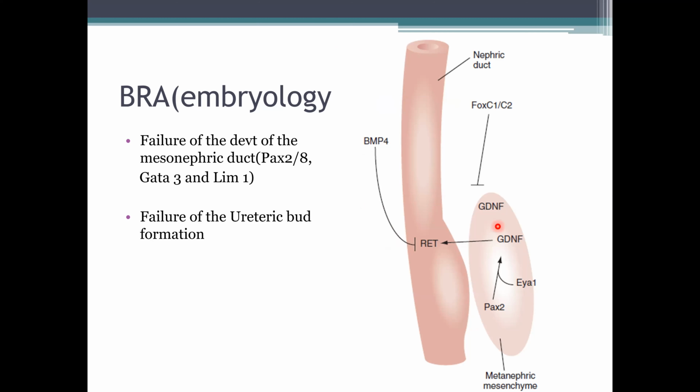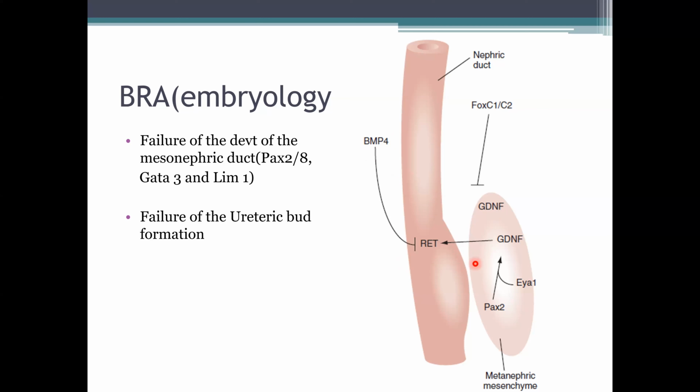Yes, so these are the genes that are responsible for that. And if, for example, this BMP4 is mutated, then you will have a possibility of ureteric buds happening at different sites. You can have one here, you can have one there, you can have several. So its role is to ensure that it develops in one place.